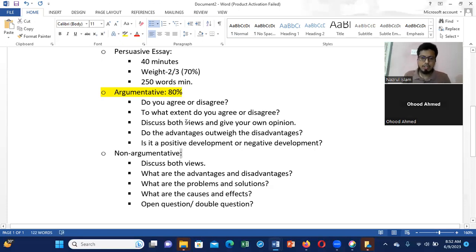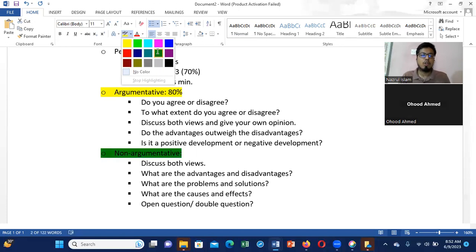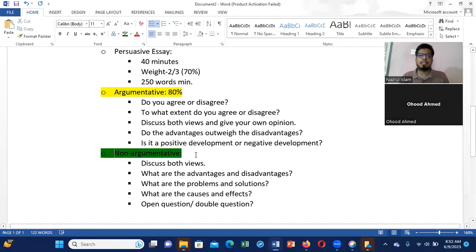Non-argument: in this case, just one thing to remember. Non-argument is about 20% of cases, and here you don't need to give your opinion. For the items in green, you won't use your own opinion. It is the third voice. So for the first case, argument, give your own voice. For the second case, use the third voice. Don't give your opinion.